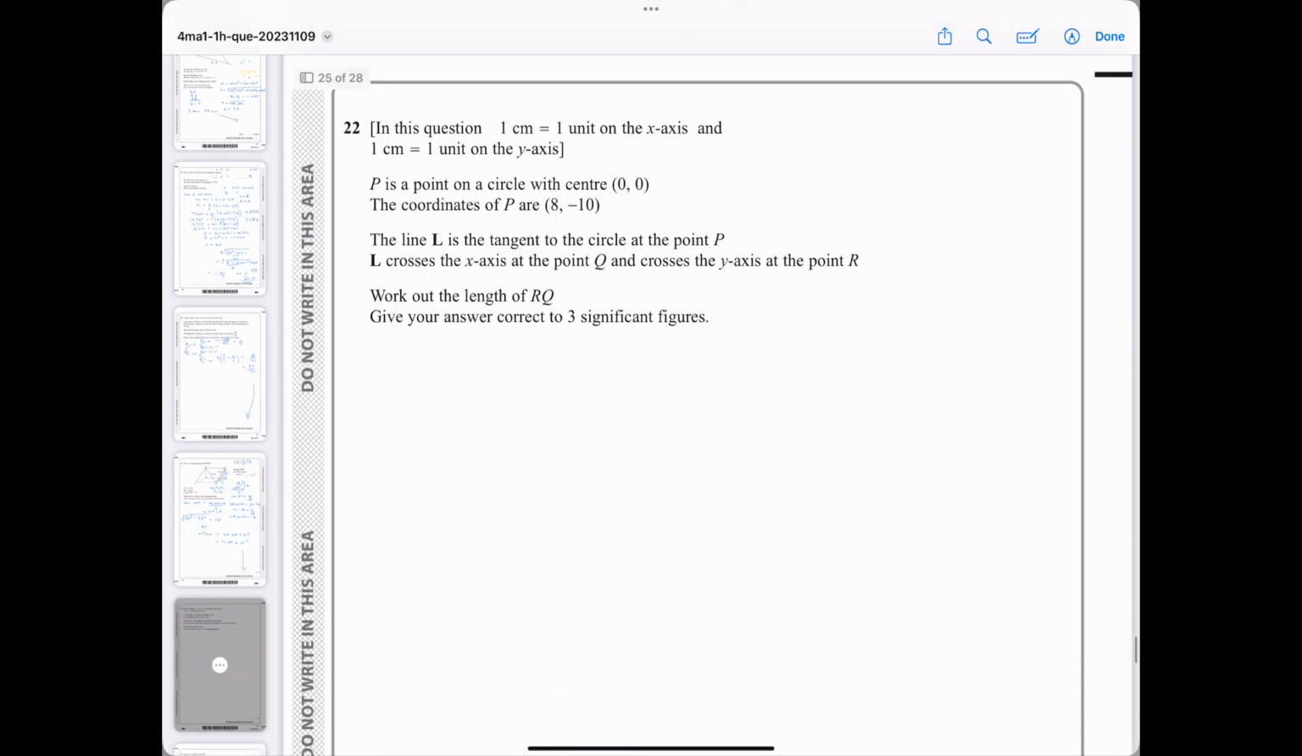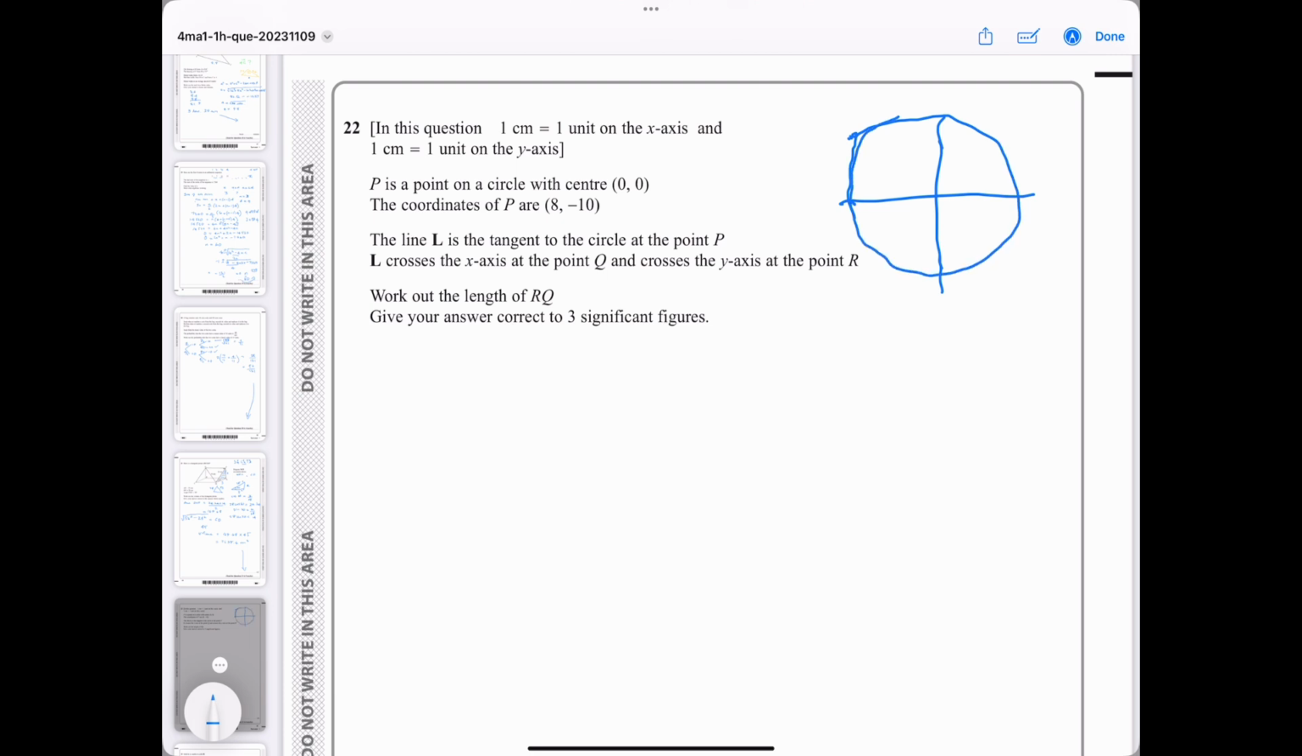Right, this is the next thing. In this question, 1 centimeter equals 1 unit on the x-axis, and 1 centimeter equals 1 unit on the y-axis. P is the point on a circle with center 0, 0. So we've got a circle, and the P coordinates are 8, minus 10. So that's P there. So that means I have to draw an enormous circle now.